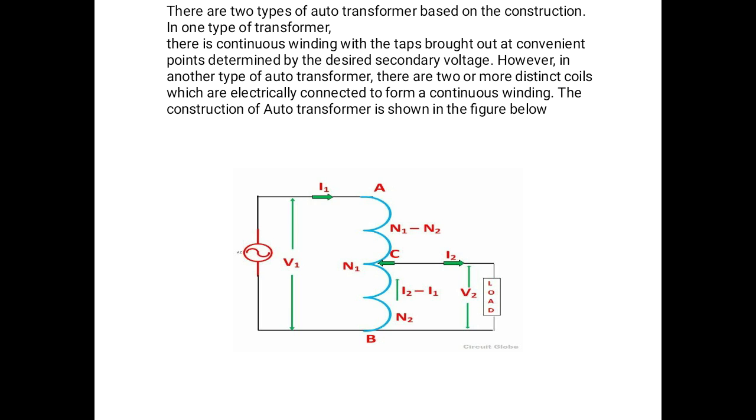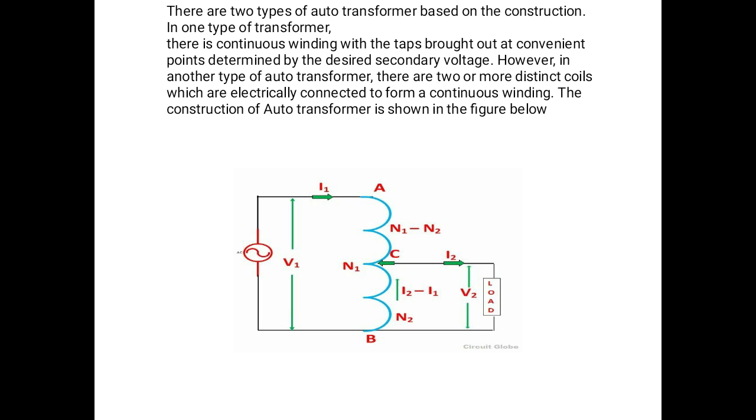In the given figure, there is an autotransformer which shows only a single winding and a tapping is provided towards the secondary side. So the output of the secondary side in autotransformer is due to two actions. One is direct, electrically, and the other is due to transformer action. So there are two types of auto transformer based on construction.